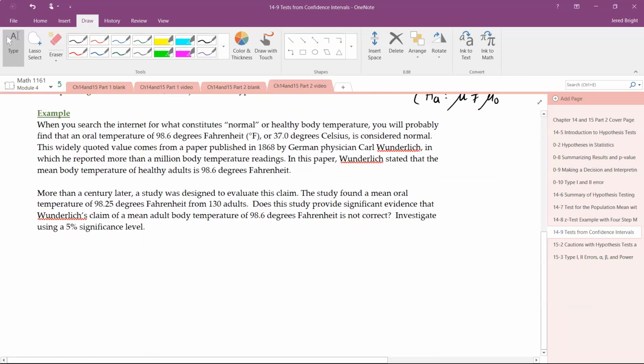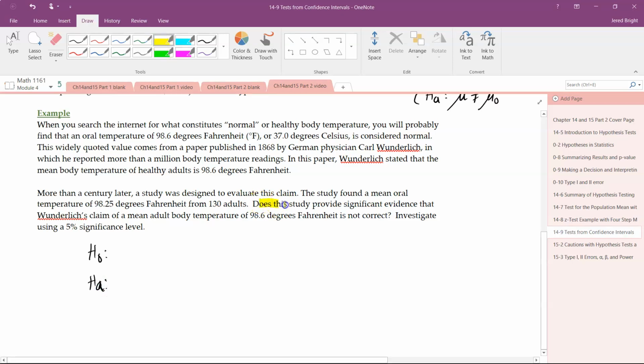I'll let you pause the video, read through the context as needed. All right, so with this, we can set up our hypotheses and our hypothesis tests. Okay, and here, if we set up our null and alternate, it's probably going to be a two-sided test, but let's just verify that anyway.